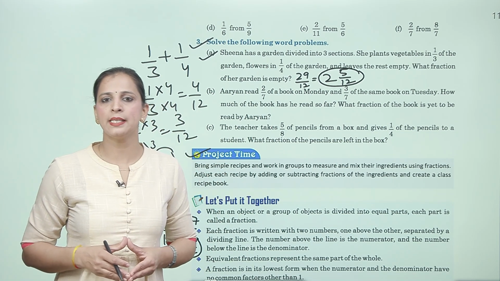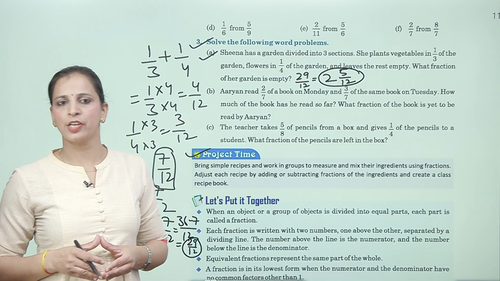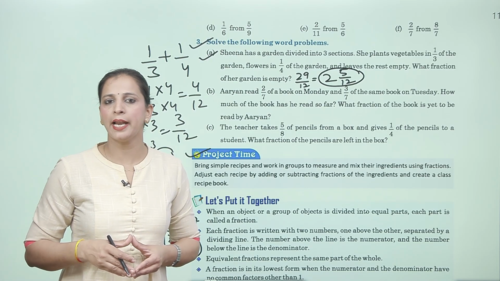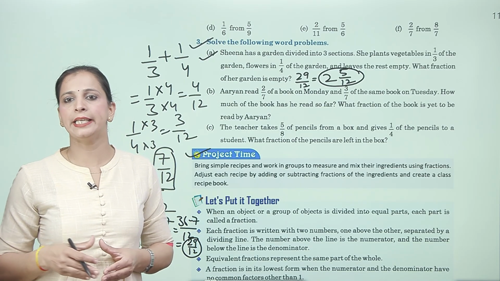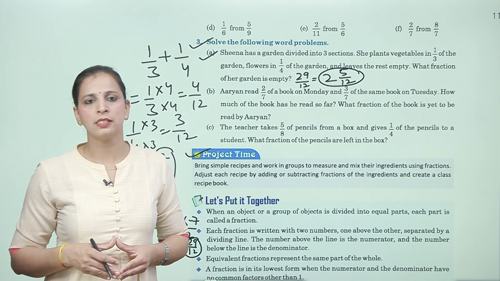Bring simple recipes and work in groups to measure and mix their ingredients using fractions, adjust each recipe by adding or subtracting fractions of the ingredients, and create a class recipe book.